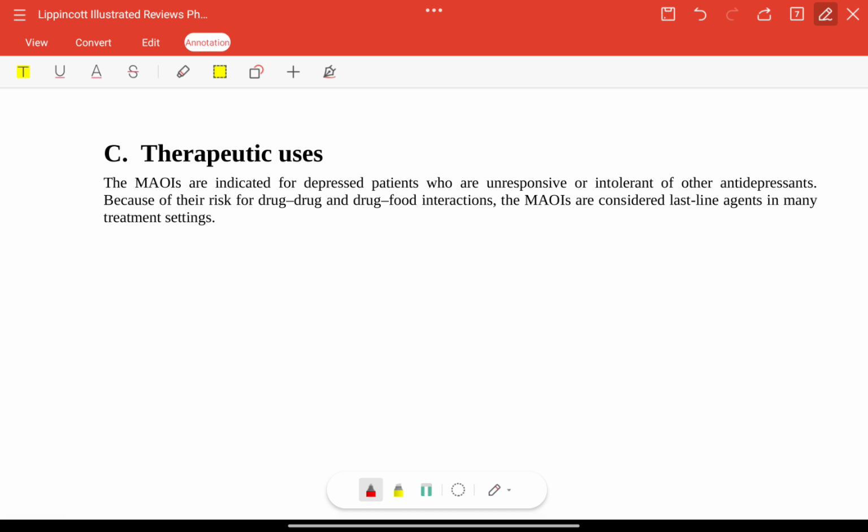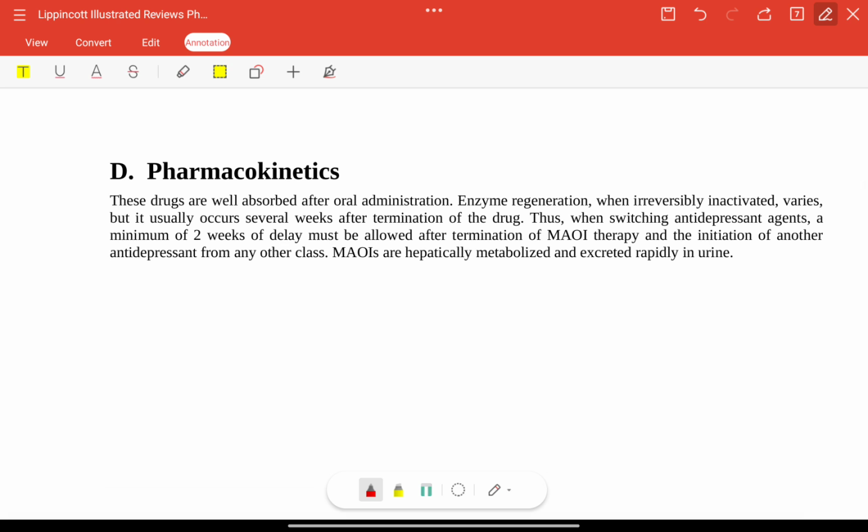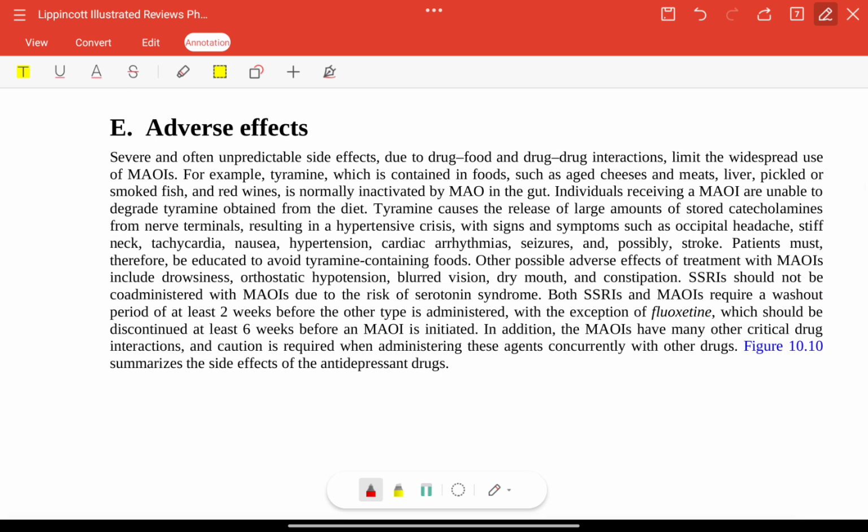Therapeutic uses: indicated for depressed patients who are unresponsive to other drugs. Because they have many drug-drug and drug-food interactions, it is the last line of treatment. Two weeks of delay must be allowed after termination of therapy before initiation of any other class, because they are hepatically metabolized and excreted rapidly in urine, and they are absorbed well after oral administration. They are irreversibly blocking.